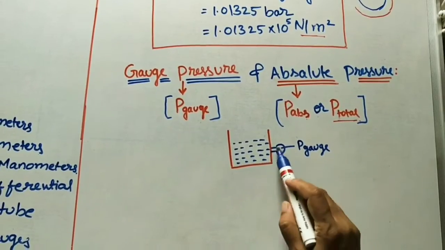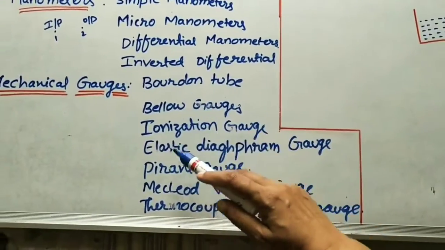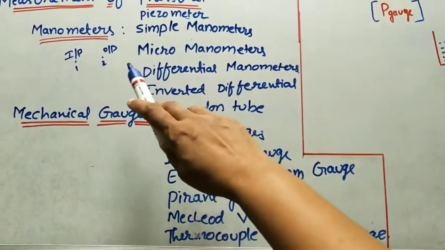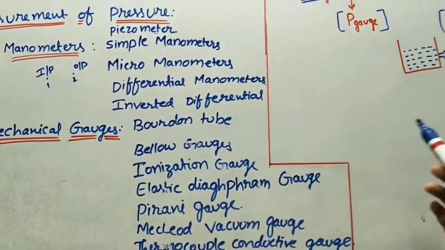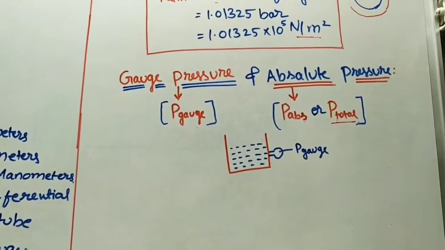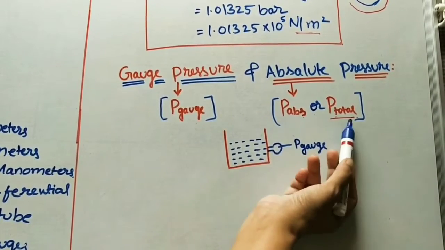Okay, just now I told what are the gauges we can use. We can use mechanical gauges, or we can use manometers also. Whatever values are coming, it is called P gauge pressure. And now here, what is P absolute pressure in it?